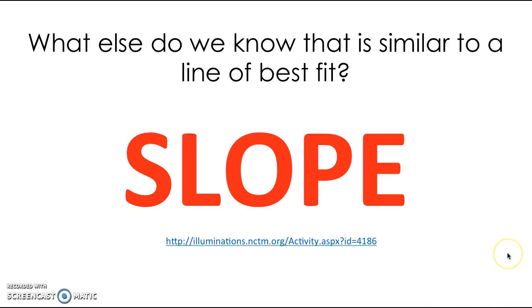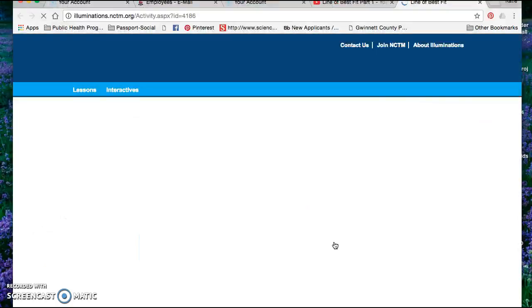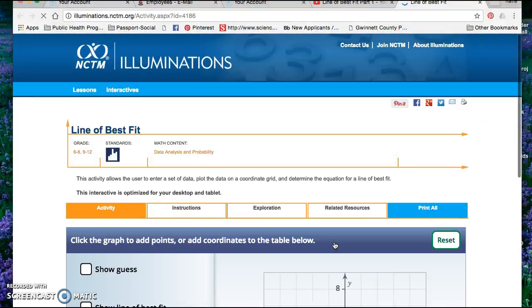So the first thing I want to do to introduce you to this idea is just go ahead and set down your pencil and paper, and you don't even have to write anything down for this, but I'm going to show you this website. All right. So this is a website, and it's pretty cool, and I'm going to show you what it does.